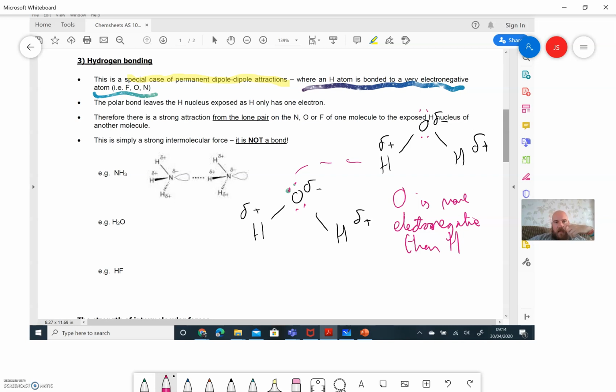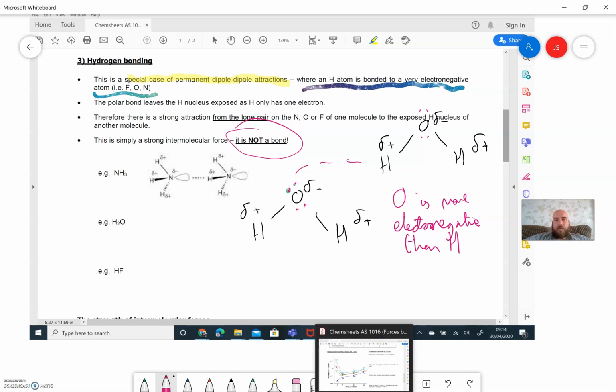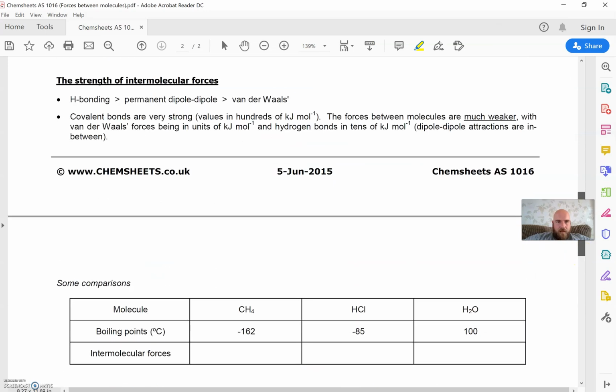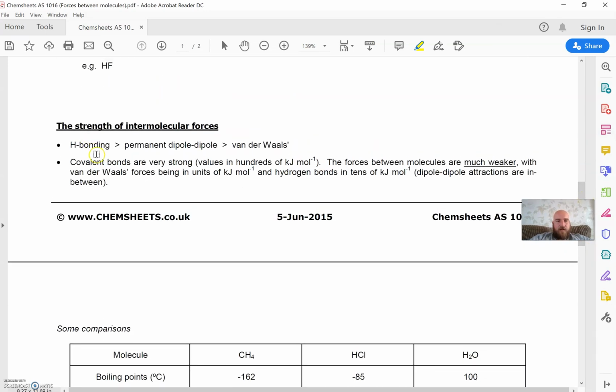And the key thing is, don't forget that hydrogen bonding is not a bond. It is an intermolecular force. All intermolecular forces are weak, but hydrogen bonds are the strongest of the weak intermolecular forces. Compared to covalent bond strength, here's the order: hydrogen bonding is greater than permanent dipole-dipole, which is greater than van der Waals forces. Covalent bonds are very strong, hundreds of kilojoules per mole, whereas intermolecular forces are usually in the units or tens of kilojoules per mole. So they're very weak.